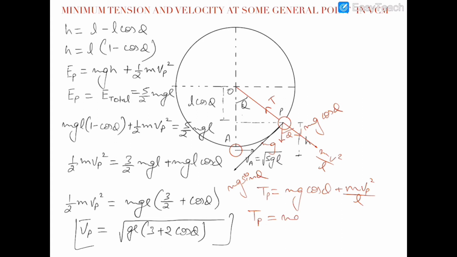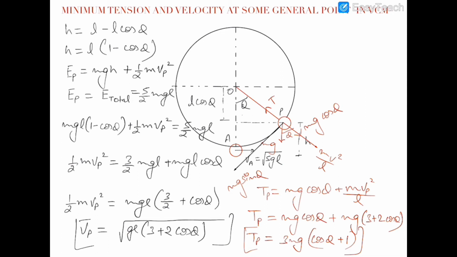So it is mg cos theta plus mg into (3 plus 2 cos theta). So Tp will be equal to, 3 mg is common, and it is (cos theta plus 1). This is the tension force at this point P.